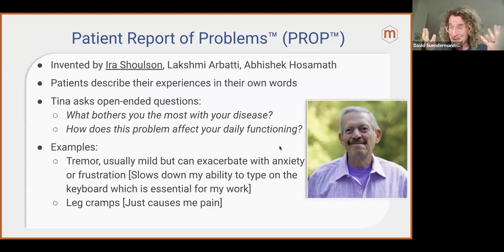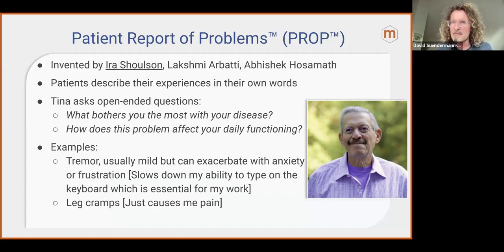Now, I was mentioning the patient-reported problems, the PROP, a number of times, and that's actually one of the centerpieces of today's conversation. I want to shout out specific recognition, of course, for our inaugural Chief Medical Officer at Modality, Ira Shoulson, who passed away earlier this year. He is the inventor of the patient-reported problems. He's one of the most recognized clinical researchers in Parkinson's disease and Huntington's disease as well.